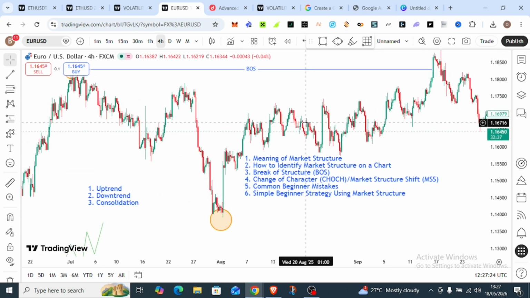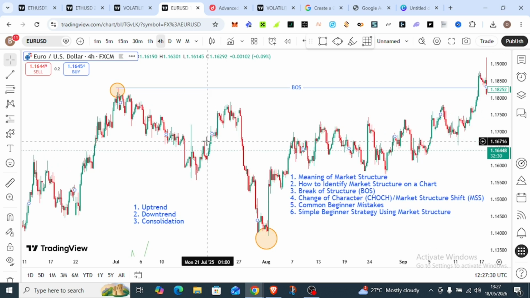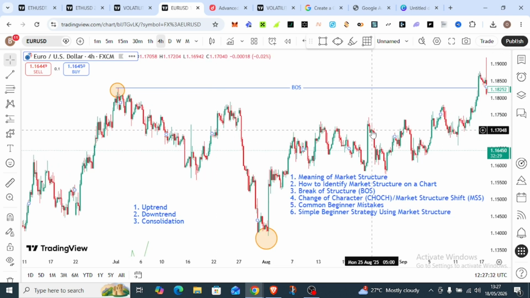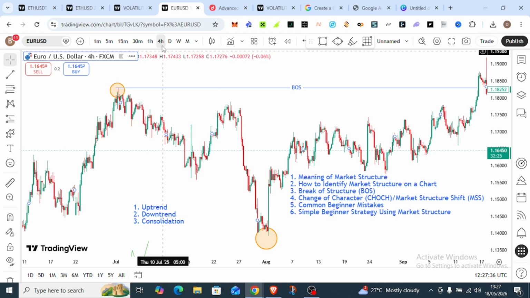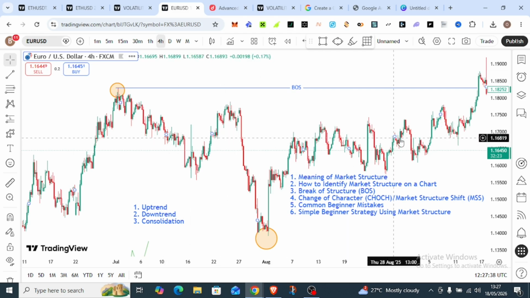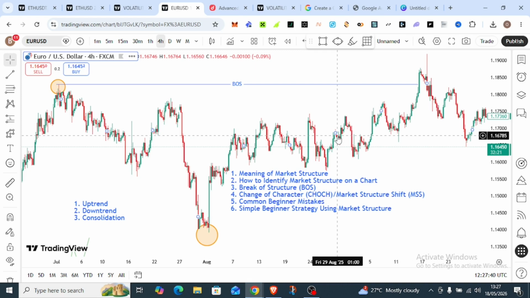And one thing you should know is that for you to mark out this structure, you start from a higher time frame. The time frame I used in this example is the 4-hour time frame. So always use the higher time frame to mark out your structure, or you can go to the lower time frame and look for entry based on your strategy.